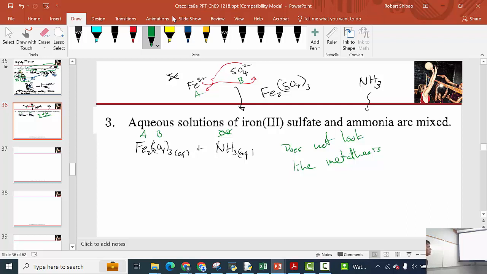Metathesis are ion combinations. Ammonia is not an ion. But there's something you should know about ammonia. And what is ammonia? Can you name a chemical property of ammonia? Have you seen ammonia before?